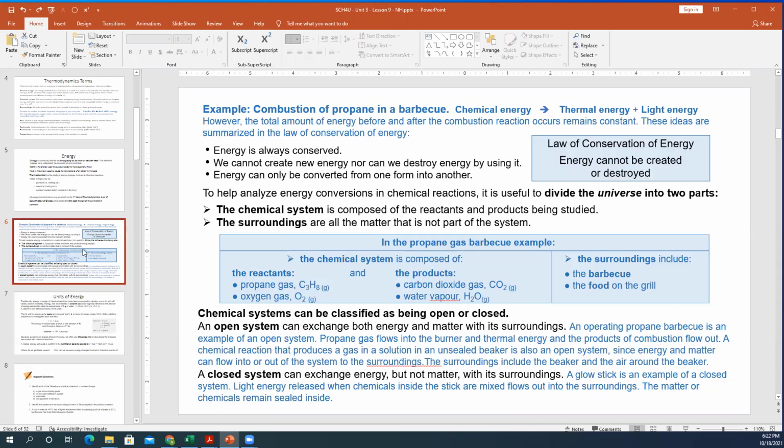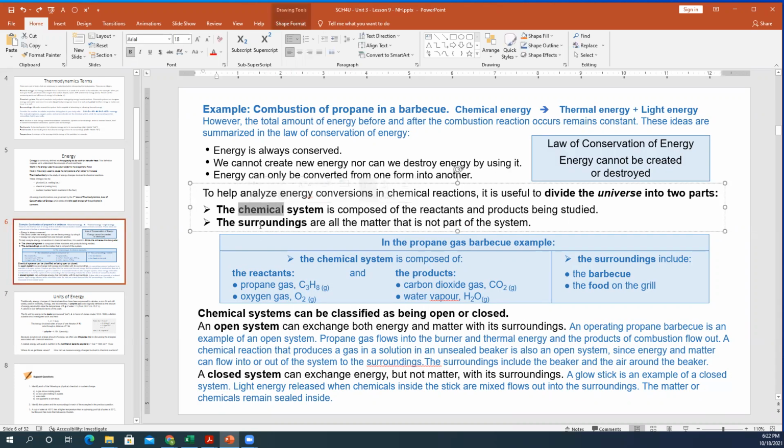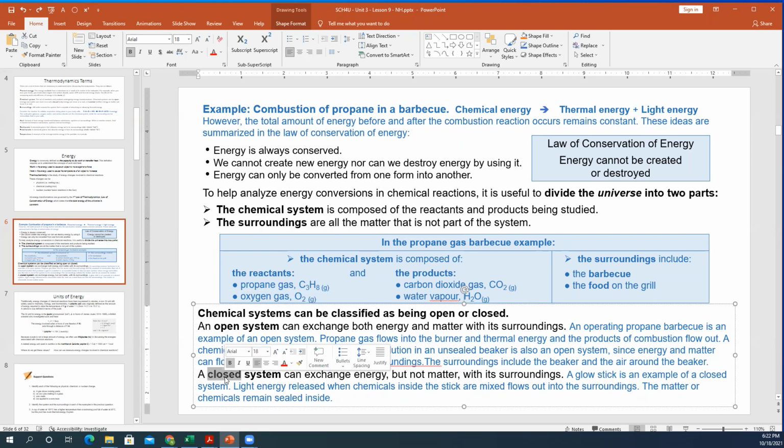Any other questions about that idea of the chemical system, the surroundings, open systems versus closed systems? Everybody was able to follow along with that example? Okay, let me know if there are any questions or comments that come up as we're going through this lesson here.